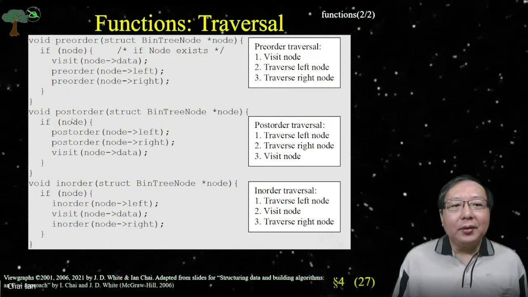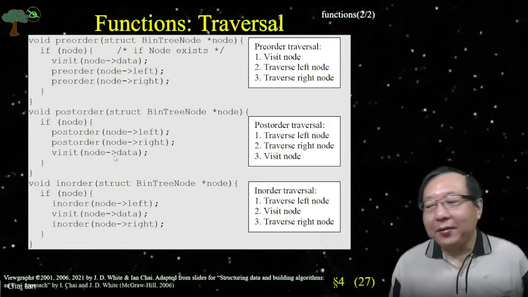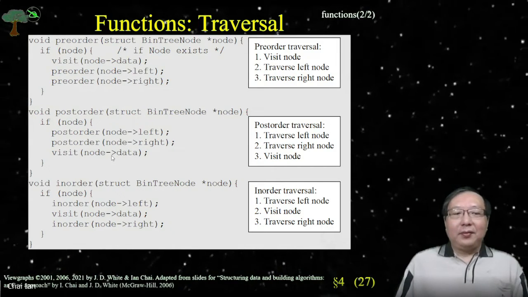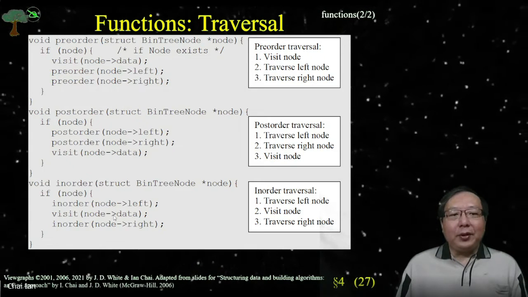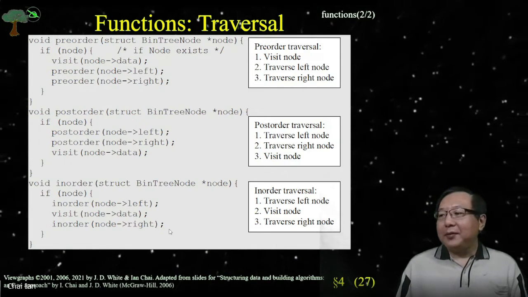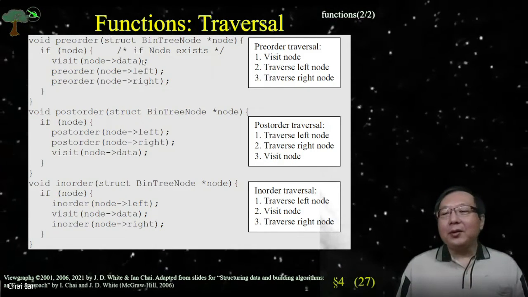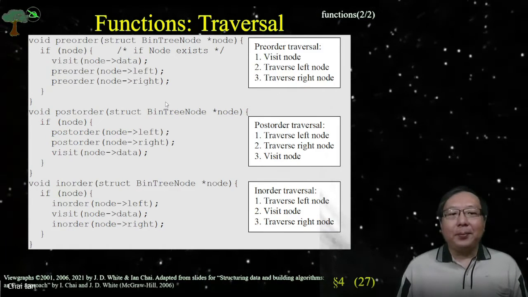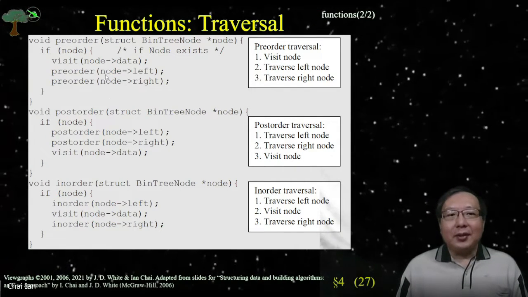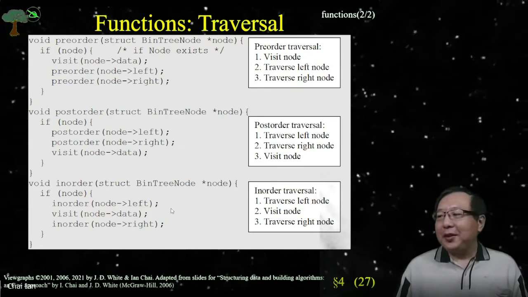Post-order is I do the left, I do the right, then I do myself. Then in-order, I do the left, I do myself, then I do the right. So you see how it goes through exactly what we said. The C++ code is actually following the conceptual very closely.